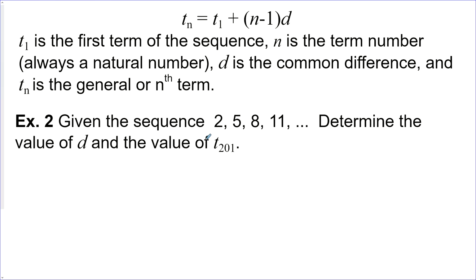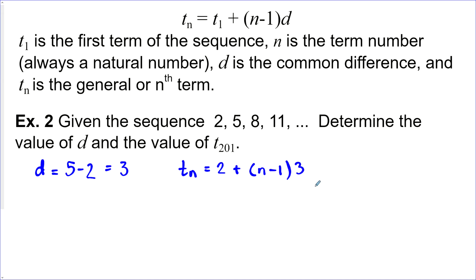Given the sequence 2, 5, 8, 11, determine the value of d and the value of T201. So first let's find d, and d is the difference between any consecutive term here, so 5 minus 2, and that would be 3. You could have done 8 minus 5 is also 3, or 11 minus 8 is also 3. The next thing is we want the general term, so Tn, and we're going to use that to find T201. So this is T1, just 2 in this case, plus n minus 1 common differences.